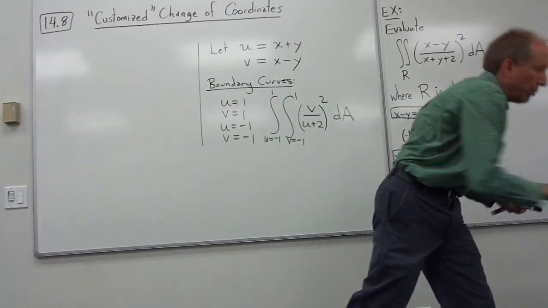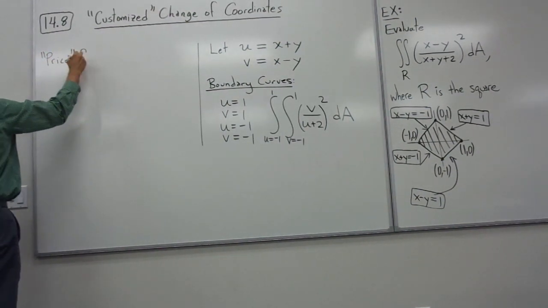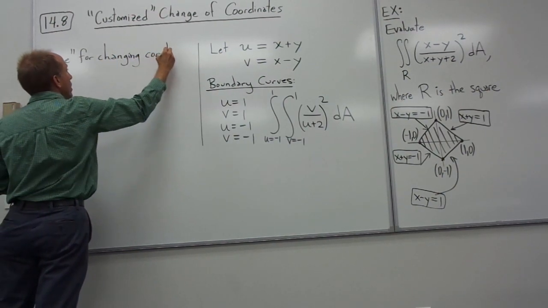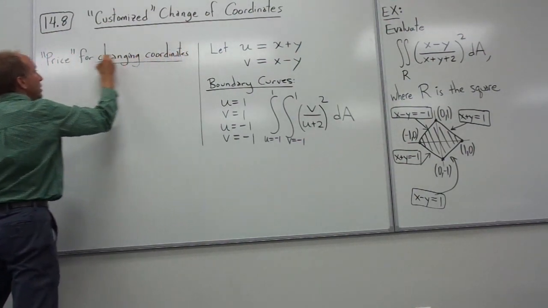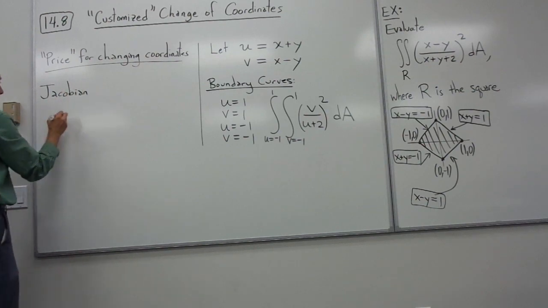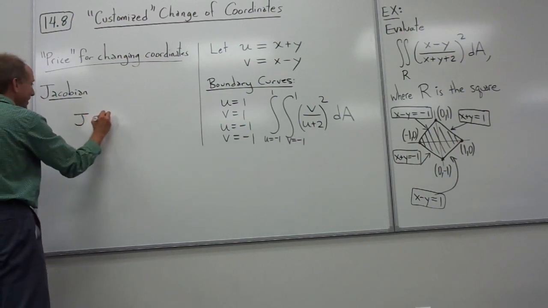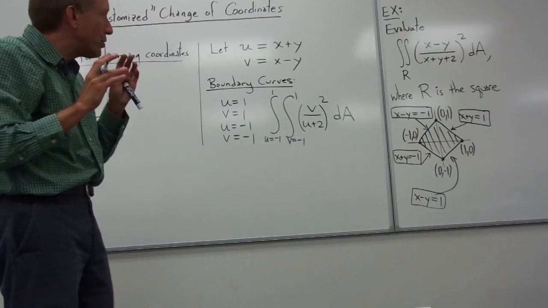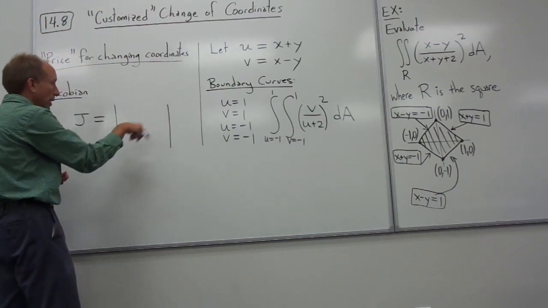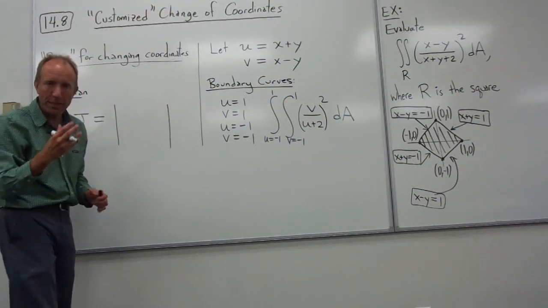And let me write down how you do this, okay? So the price for changing coordinates is called a Jacobian. Okay, and that's the official word for it. And how is it calculated? It's called J. Okay, I'll write it as J. And in the case of a 2-variable function, what you do is you do a little, just like a 2 by 2 determinant. Okay, and I'll explain how it's actually done in a second.